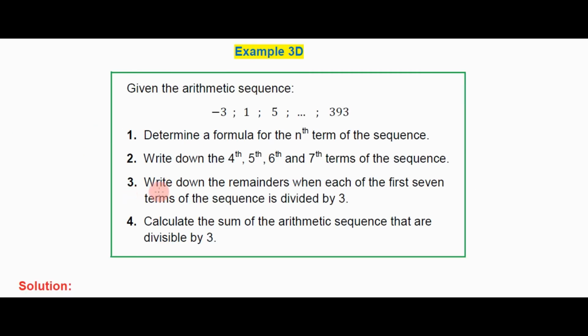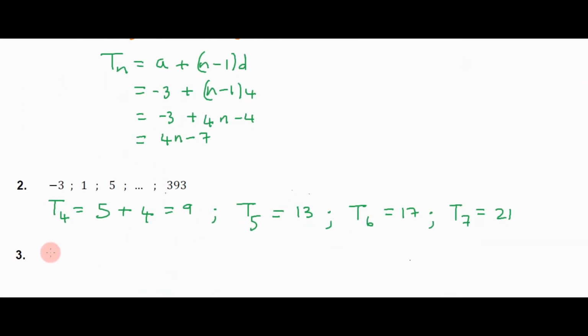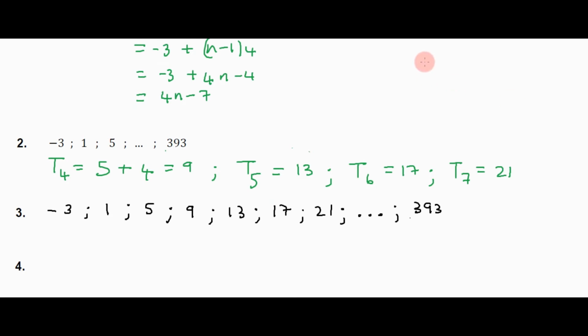In number 3, it says, write down the remainders when each of the first 7 terms of the sequence is divided by 3. Let's start by rewriting the terms. So it's negative 3, 1, 5, then term 4 is 9, then 13, 17, and 21. The last term, of course, is 393. So let's now write down the remainders when we divide the first 7 terms each by 3.